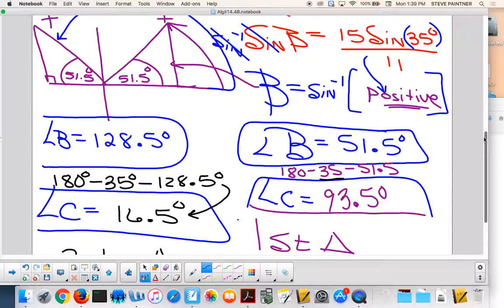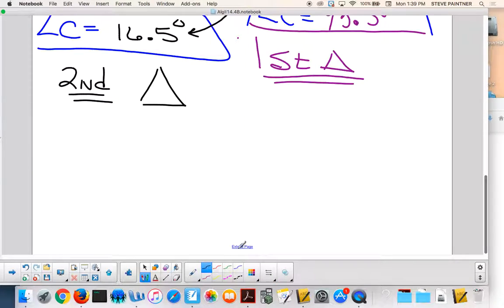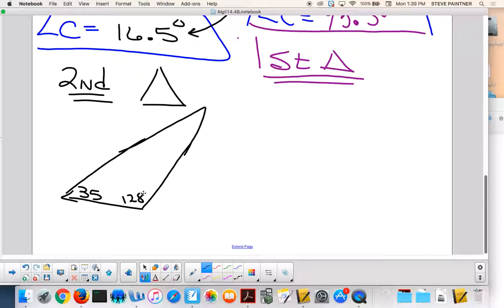Wait, so if you do the graph, it already goes over 180. Yep. Okay, so you know what it would look like? It would be a 35 like this, and then it would be something like this. I'm not drawing this very well, but it would be a 128 and a 16. So that's how the second one would look.